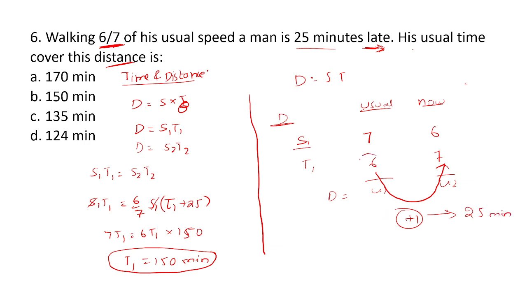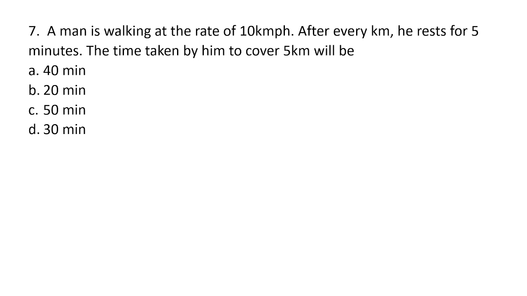Then you need to calculate what? Usual time. Usual time is 6 parts. So 6 parts will be what? 6 into 25, which is 150 minutes. I hope you got it. This is the ratio method. Fine. That's it, guys. We'll look into our next problem now. So yeah, this is a problem on time, speed, distance, but we are not going to use any formulas over here.